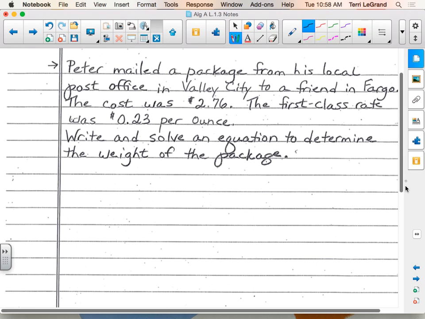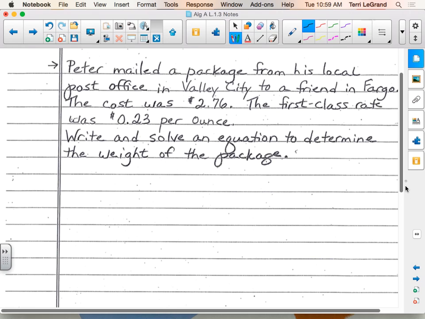Okay, so we have Peter who mailed a package from his local post office in Valley City to his friend in Fargo. The cost was $2.76. So in other words, before he could leave there, they said, give me $2.76. The first class rate was 23 cents per ounce.